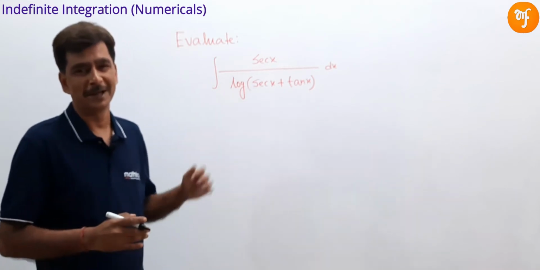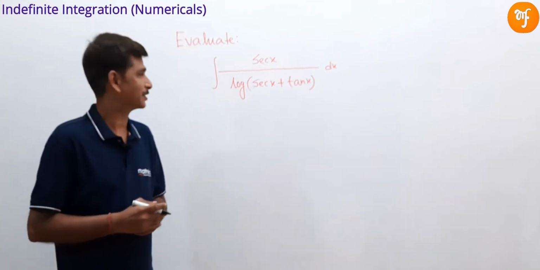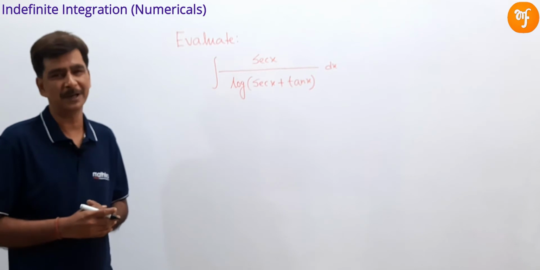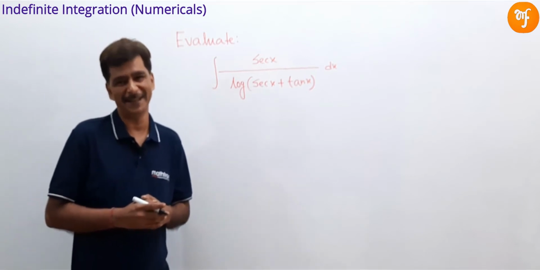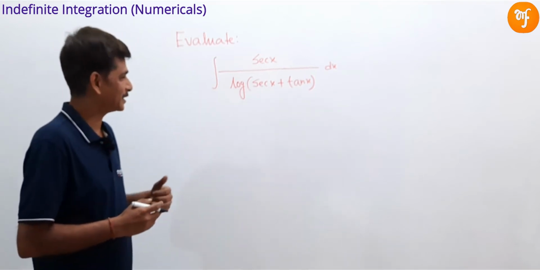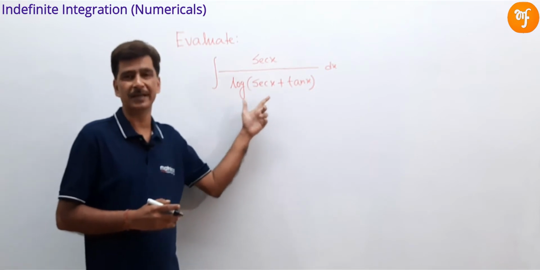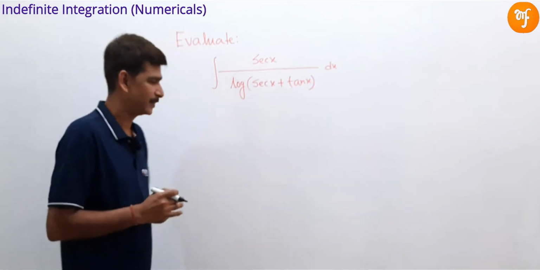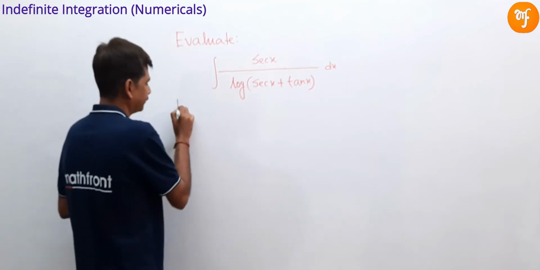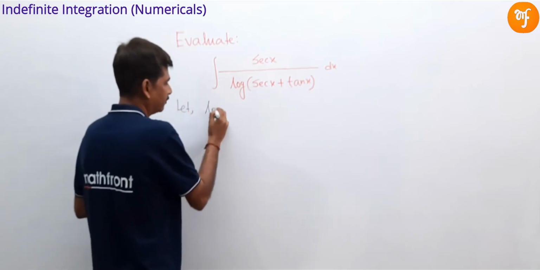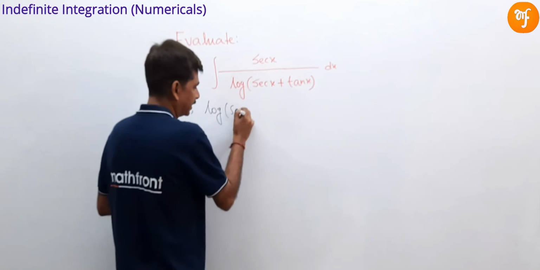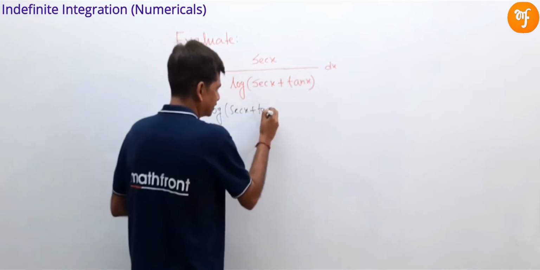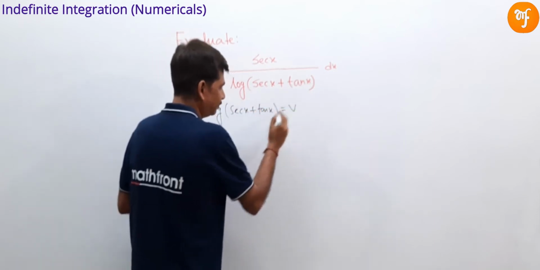So friends, come to another question, that is integration of sec x divided by log of (sec x plus tan x) dx. In this case also, we will first assume log of (sec x plus tan x) as a new variable v. So let log of (sec x plus tan x) be equal to v.